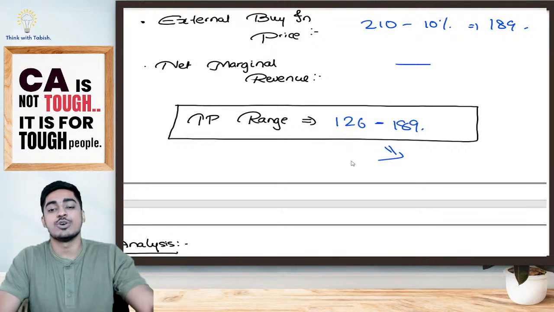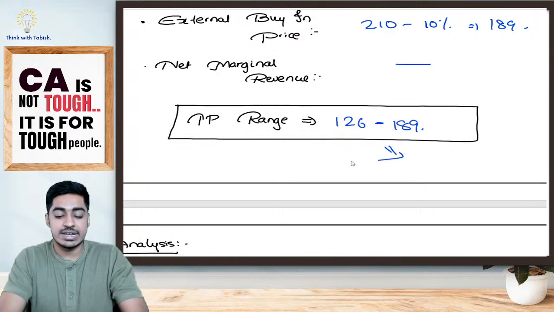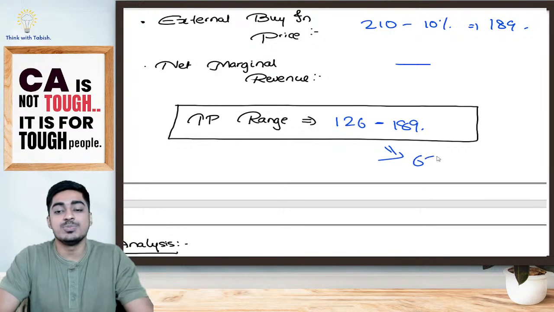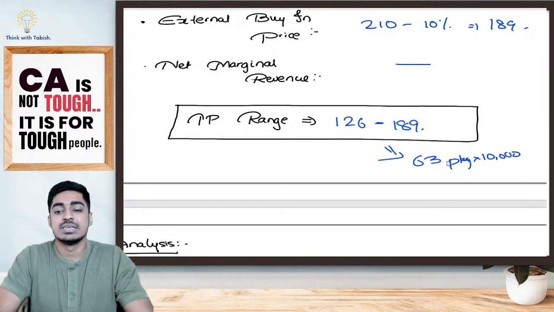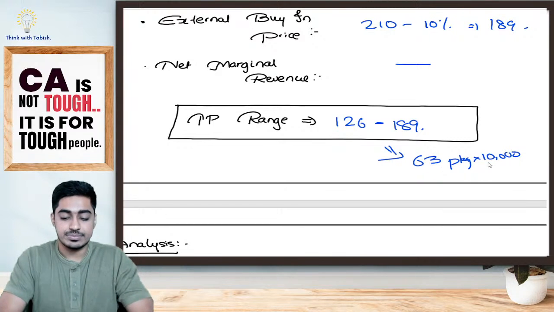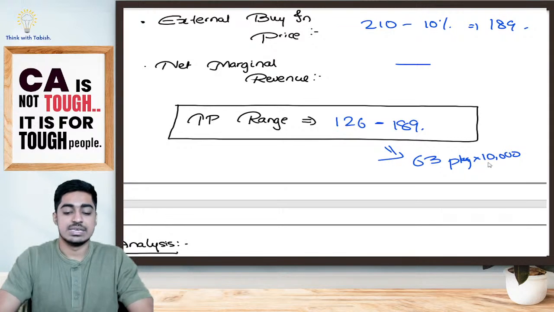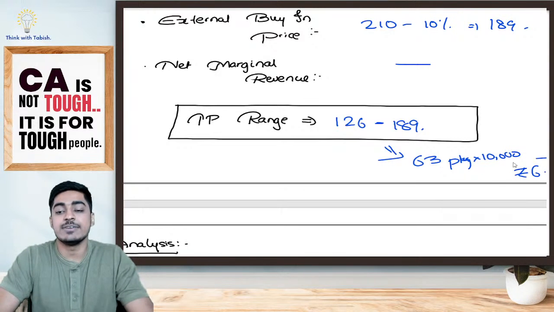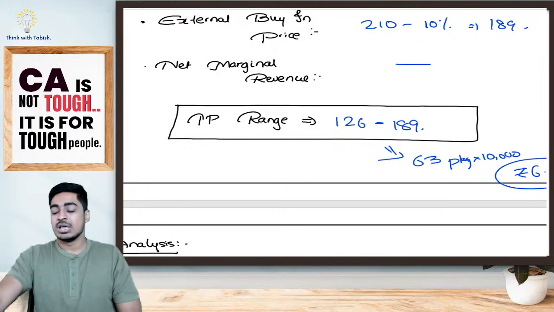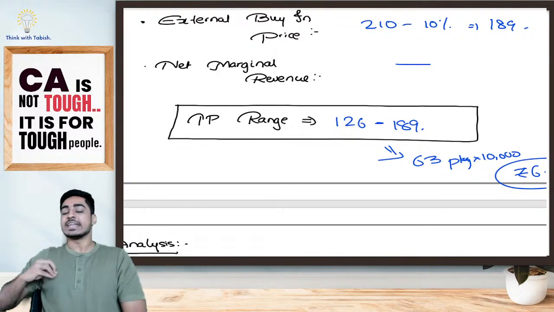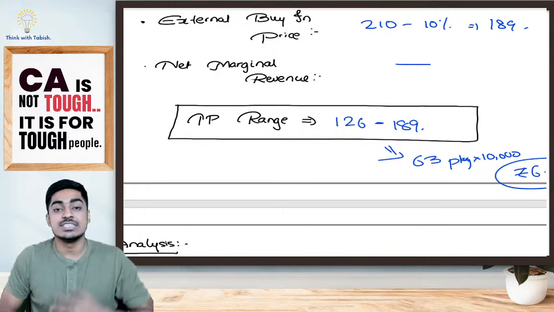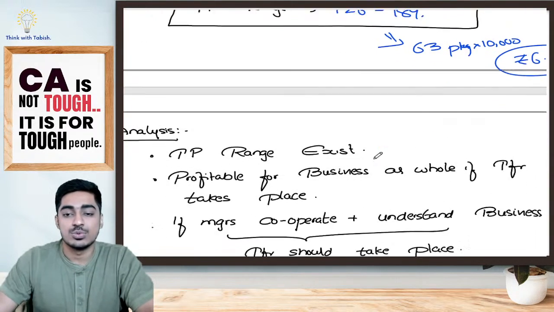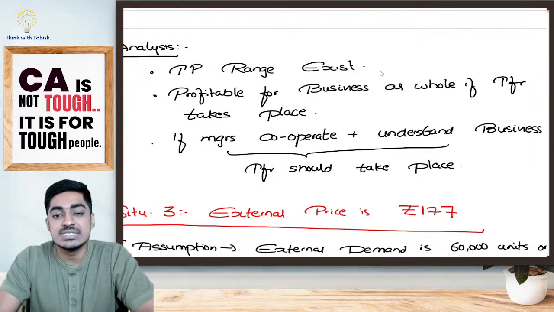If the transfer takes place, how much is the gain, students? On every unit, 189 minus 126, so 63 rupees is the benefit per unit. We have 10,000 kg, so 63 into 10,000, that is 6,30,000 will be the benefit if the transfer takes place. Otherwise, I was buying from outside at 189 into 10,000 kg. Now, to manufacture, I'll incur only 126 into 10,000 kg. The balance 63 into 10,000 kg is the saving. What analysis are we saying? That a transfer price range exists.